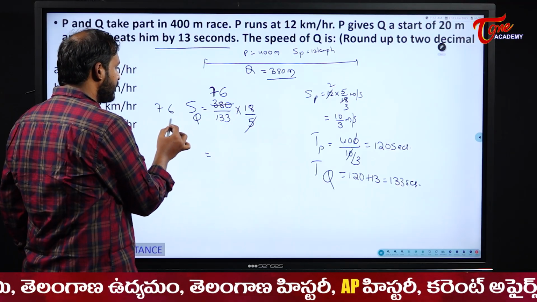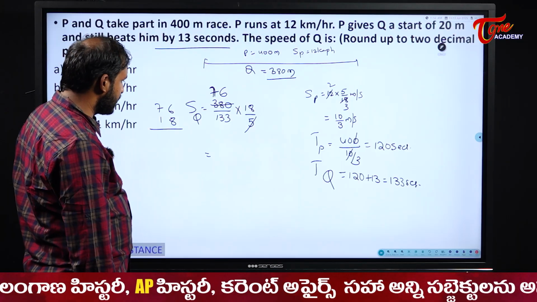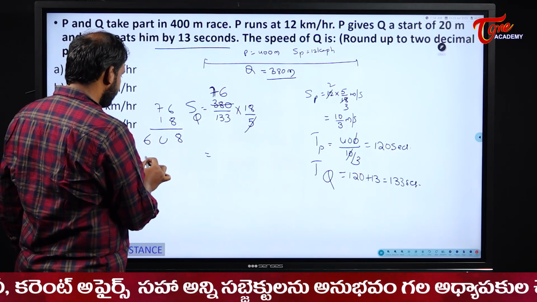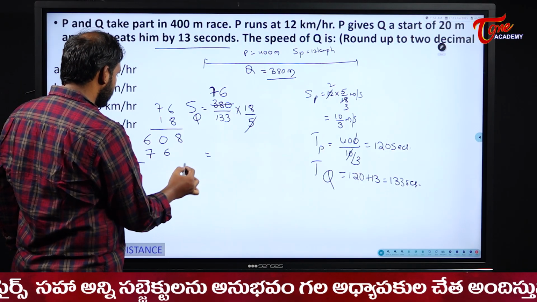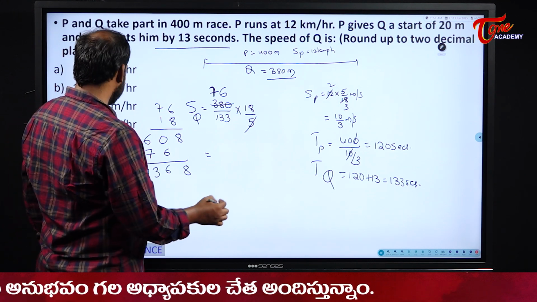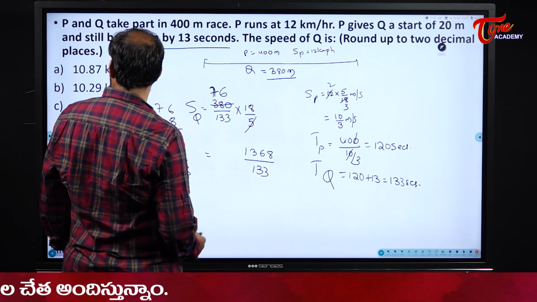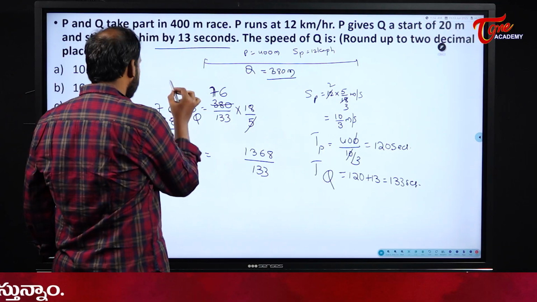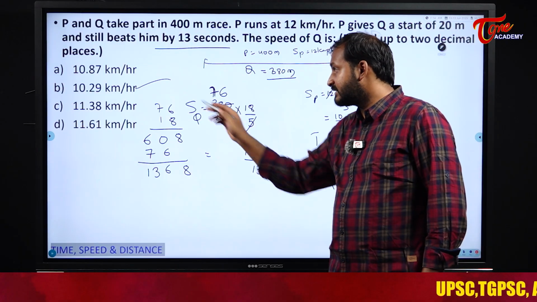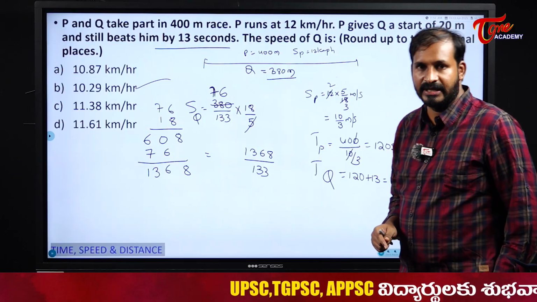76 into 18. What you will get, students? Can I further cancel it? No. There is no scope. The chances are very, very less. 8 6s are 48, 7 8s are 56 means 60, 7 1s are 7, 6 and 1 are 13. 1368 by 133. So obviously our answer will be 10.29 kmph. Why? Because the nearest option is 10.29 kmph. So our answer here becomes 10.29 kmph.